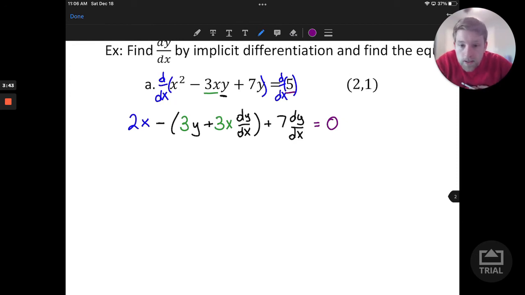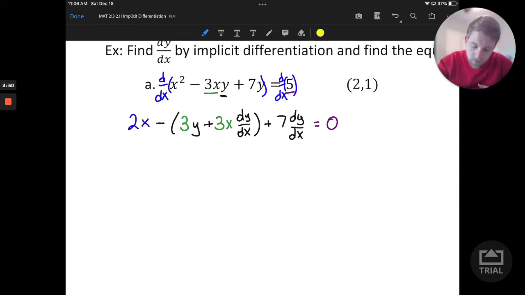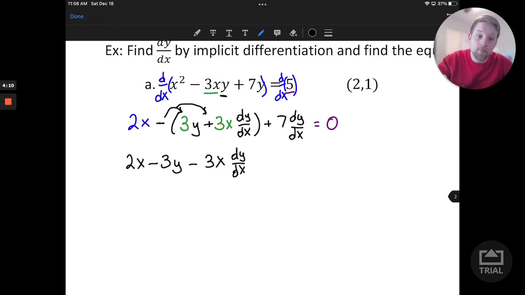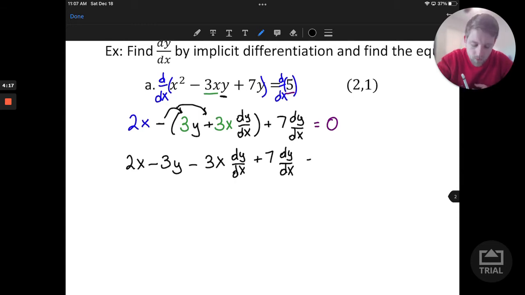Looks like we can go ahead and distribute a negative sign here. We have 2 derivative terms and 2 non-derivative terms to collect. So let's write that all in one statement. We have 2x minus 3y plus, minus, because we're going to distribute that negative sign both times, 3x dy dx, and then plus 7 dy dx, all equal to our 0.